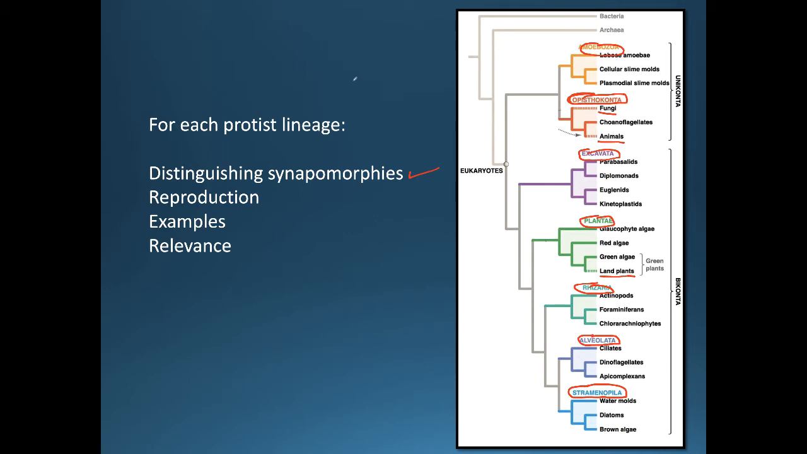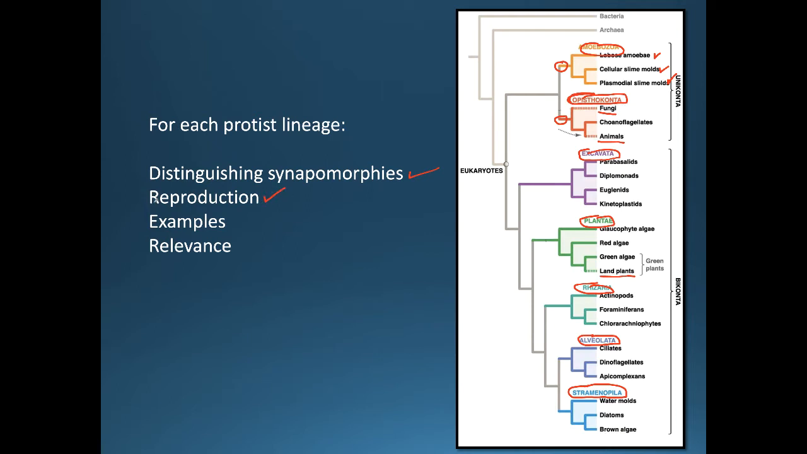As we talk about each of these different lineages here, I'm going to point out some distinguishing synapomorphies of each of those. Remember, a synapomorphy is something that is present in an ancestral species. So for the Amoebozoa, it would be present in this ancestor, and then present in each of its descendant lineages. So in each of these groups, we'll talk about these distinguishing synapomorphies that unite all of the different lineages within this group.